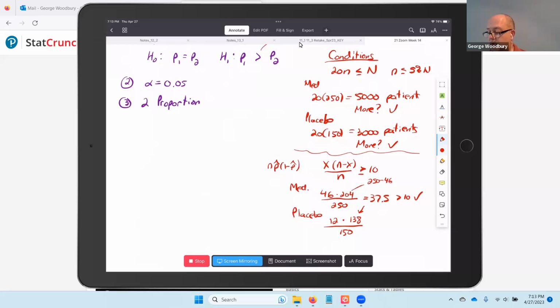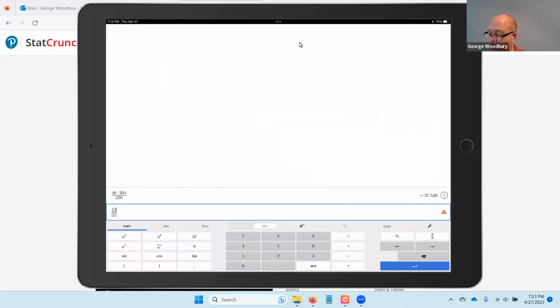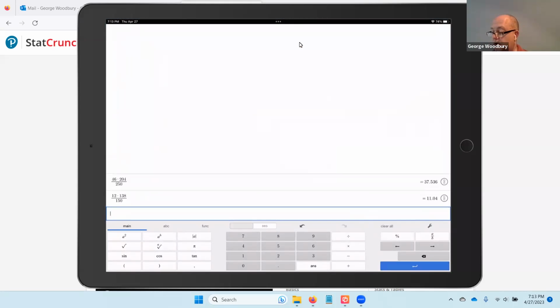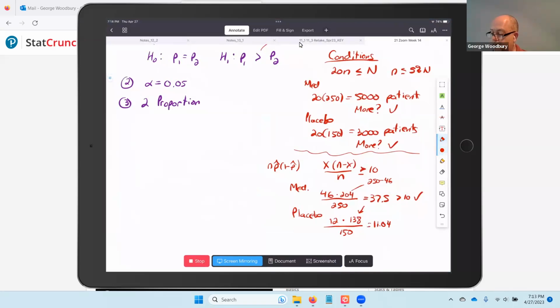So we can work this out. 12 times 138 over 150. And we've got 11.04. Now that's a lot smaller, but it's still bigger than 10. So both conditions here work. And what that tells me is that I can go ahead and finish this as a 2 proportion test.